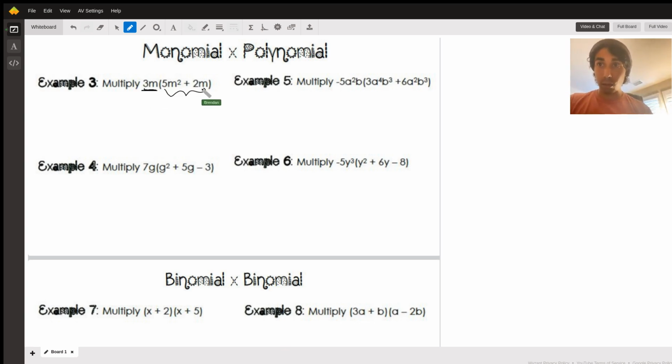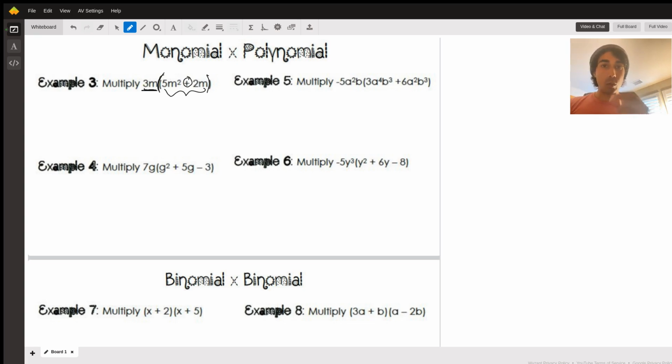And then here we've got a binomial because within these parentheses, we've got two different things being added together. Okay, that's what a binomial is. You've got two things that are either added or subtracted together. They're separated by a plus or minus sign.